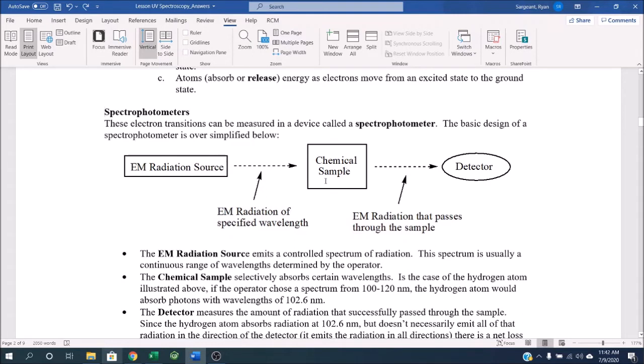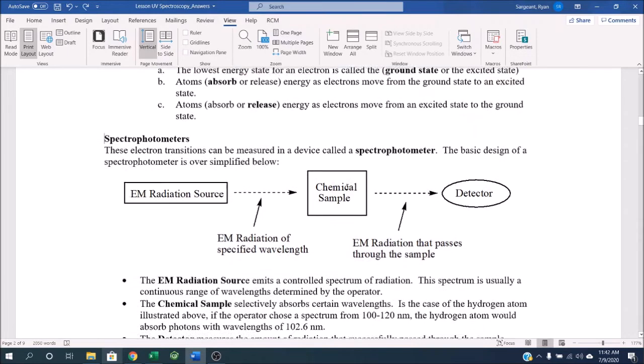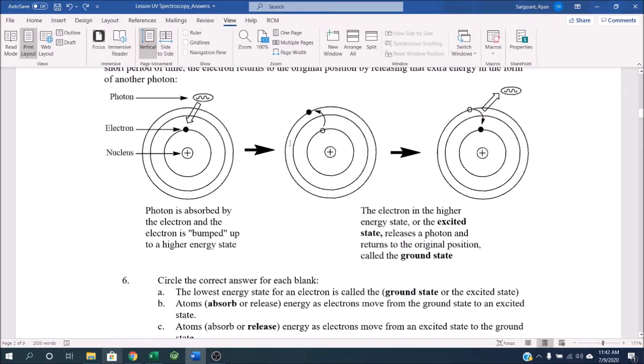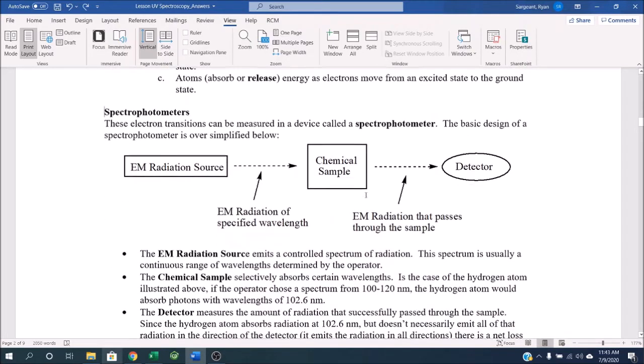The chemical sample will absorb some amount of radiation by transitioning the electrons from the ground state to an excited state, and then the resulting radiation that makes it through to the detector is missing those wavelengths of light that were absorbed by the chemical sample.